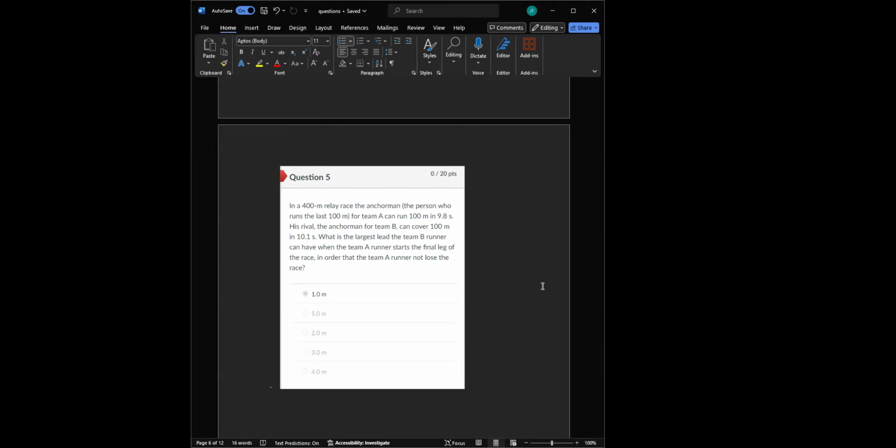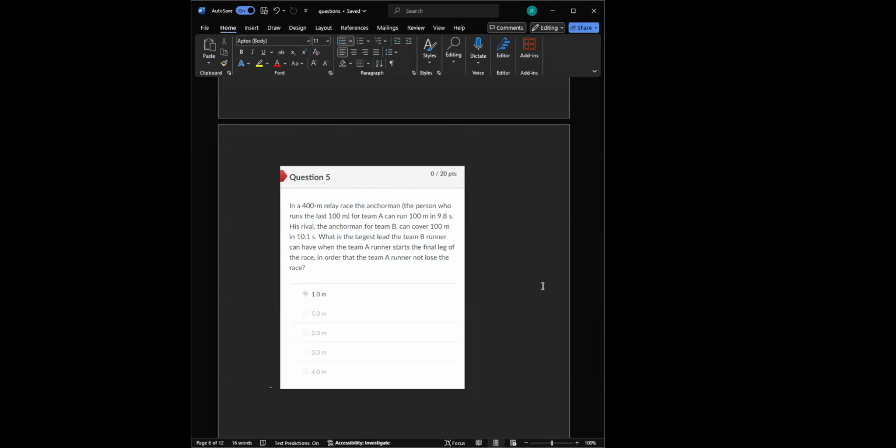But you might actually be able to do the whole thing without making that assumption, but I don't see an easy way to do that. So I think we have to go on the assumption that they were handed it at the same time. And what they want to know is what is the largest lead the team B runner has. Oh, okay. So it is actually saying the largest lead. Yeah. So they're not getting it at the same time. They're assuming B gets it first, and what's the largest distance he could be ahead and still lose.